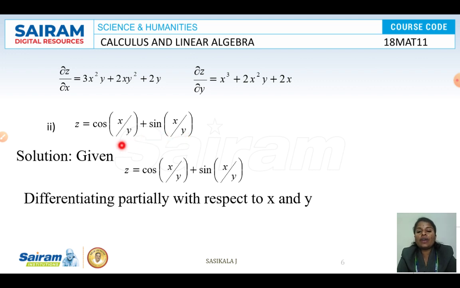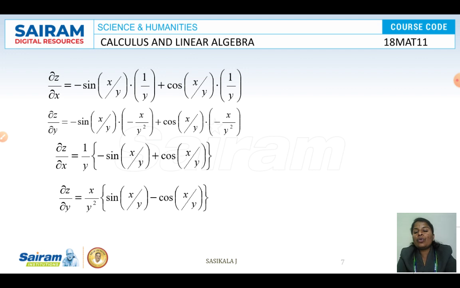cos of x by y plus sin of x by y. Here also we have to find dou z by dou x and dou z by dou y. So what is that? Z is given. So now what will it be? Differentiation with respect to x. So first cos x, then sin x, then x by y is what we need to do. So dou z by dou x is, cos x will be a minus sin of x by y.